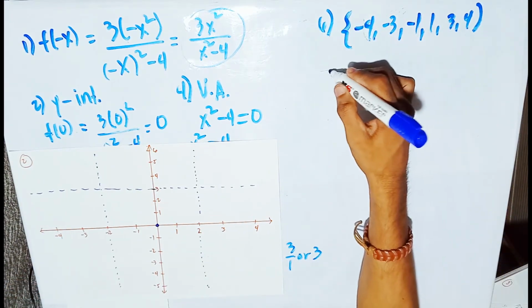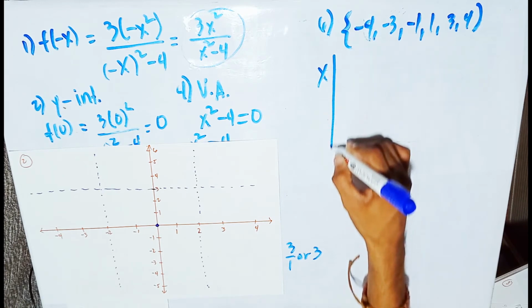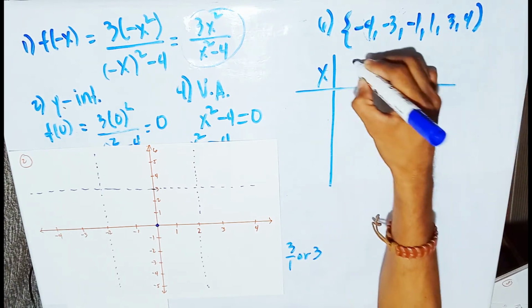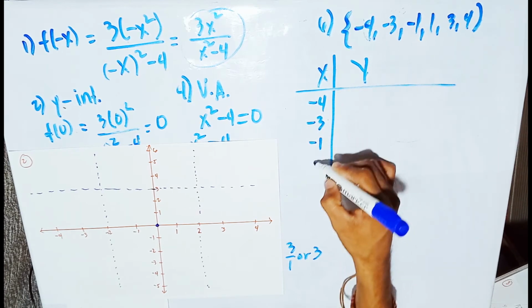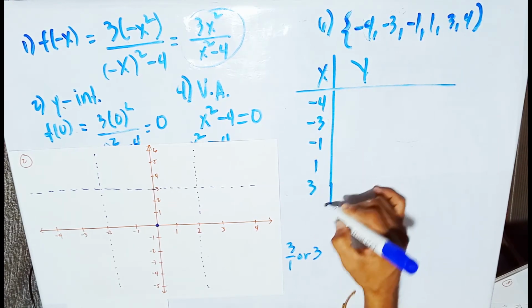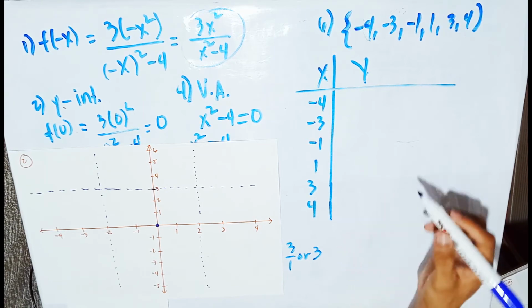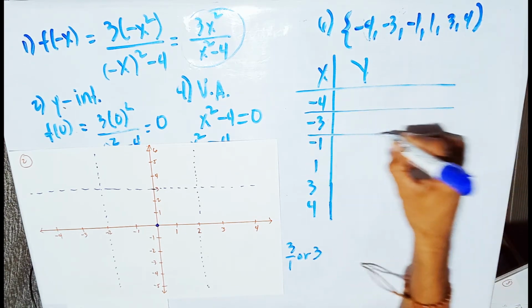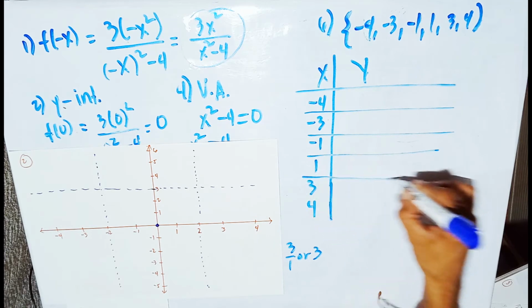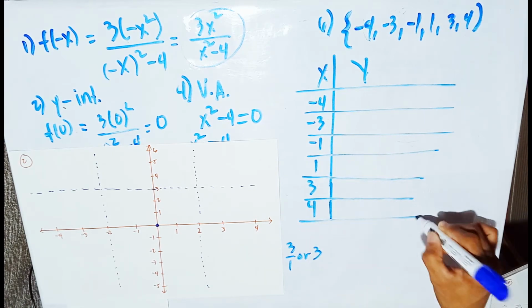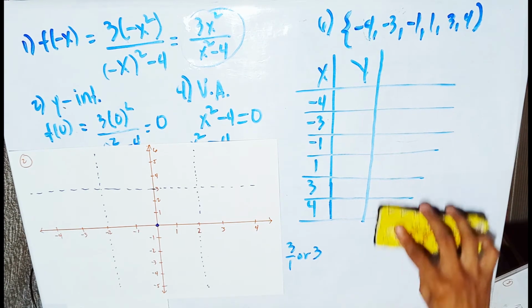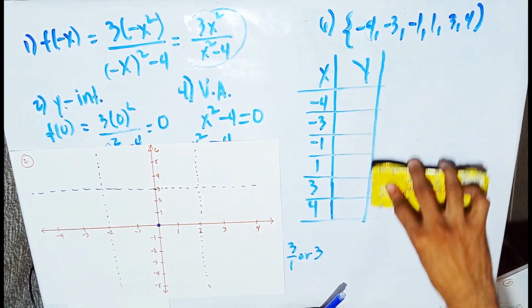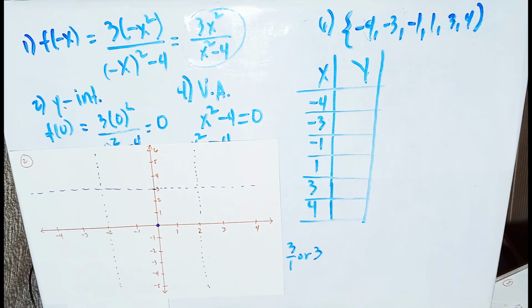So ito yung magiging x natin. At ito naman yung magiging y. So our negative 4, negative 3, negative 1, 1, 3, and then 4. Ito yung mga hanapin natin na value. Hanapin po natin yung mga value niyan. Okay, let's start finding the value of y if we have x is equals to negative 4.